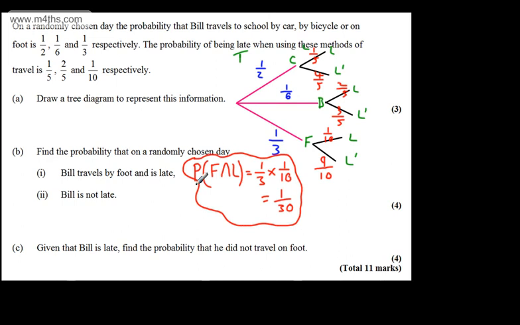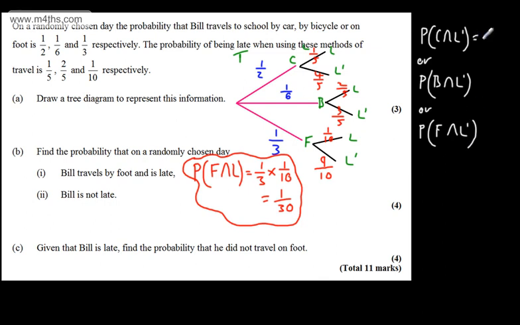On the next one, we need to find the probability Bill is not late. So if we look at that, we can say now the probability of car and not late, or, just jotting it down, the probability of bicycle and not late. Then we can do the next one, the probability now of foot and not late. So if we work these out, we're going to multiply them. So car and not late, we've got 1/2 multiplied by 4/5. If I look at that now, that's going to give me 2/5.